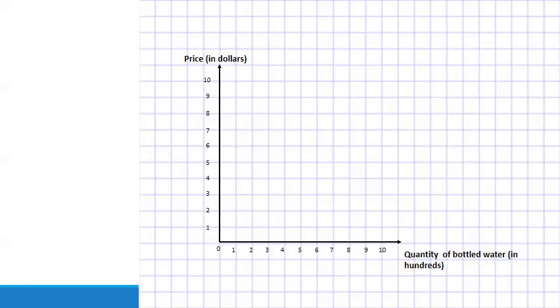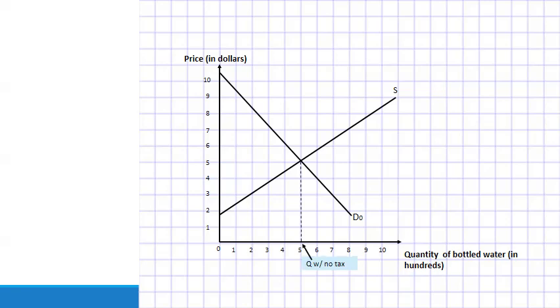So what I want to do is look at the same thing, but we're going to look at this in a little more detail and add a few things into this. So we'll go ahead and establish our supply and demand in the market. And this is a market for bottled water, so price and quantity. You'll see the quantity with no tax is 500 bottles of water with a price of $5. And so that's our equilibrium with no tax.